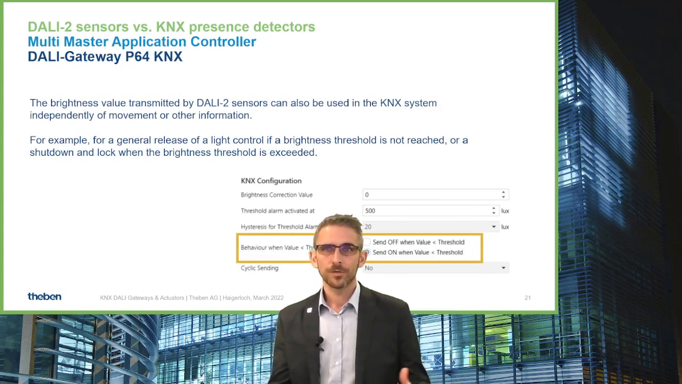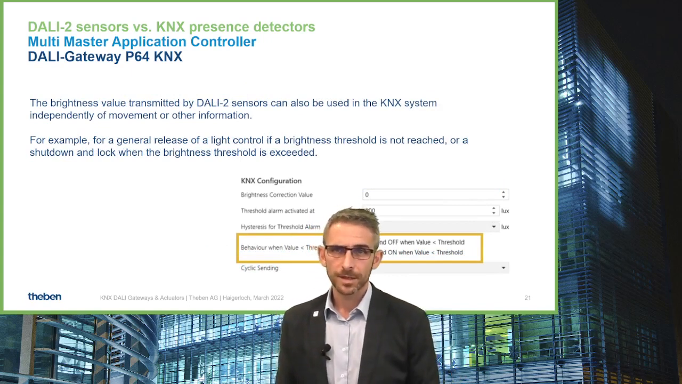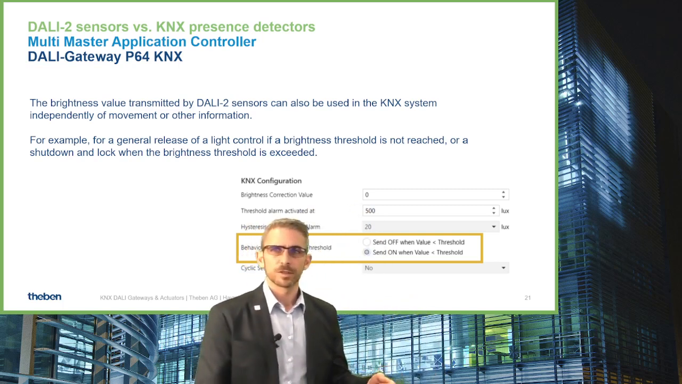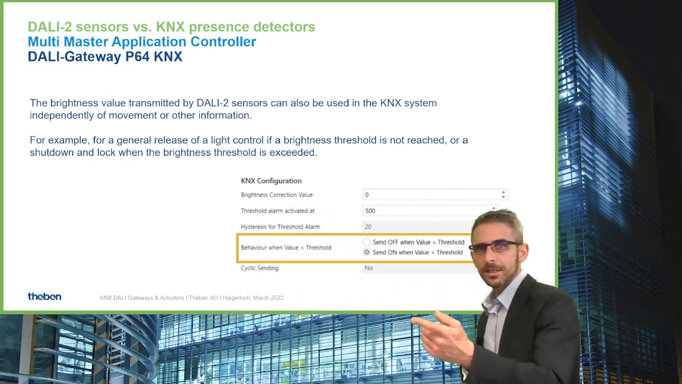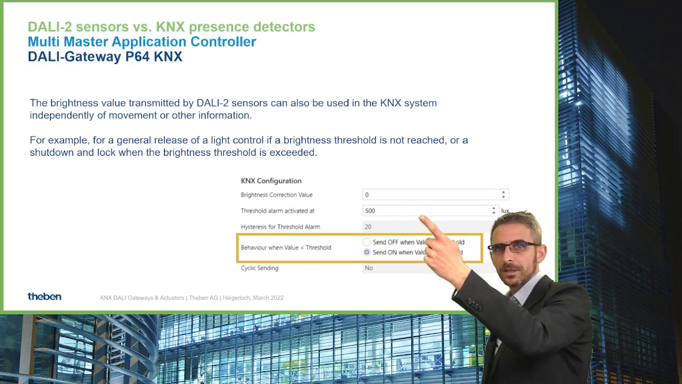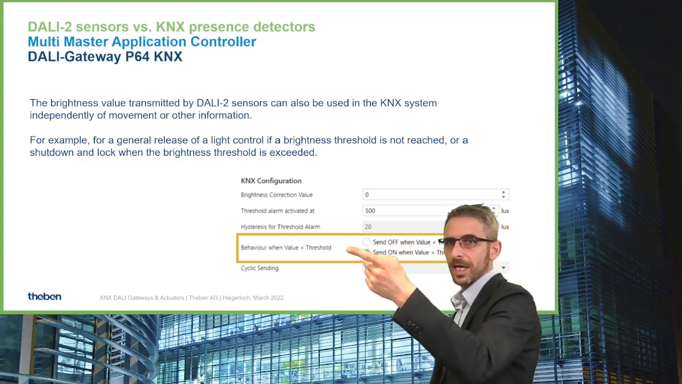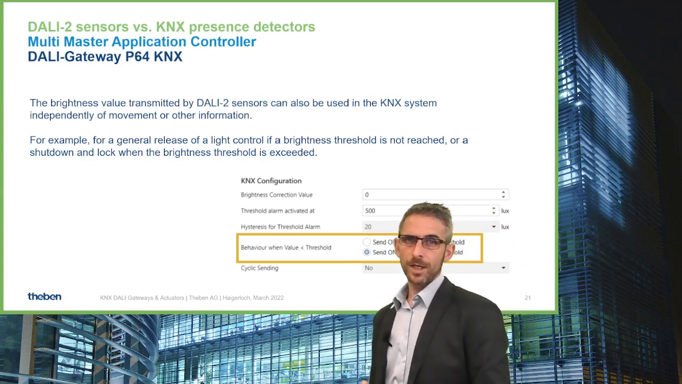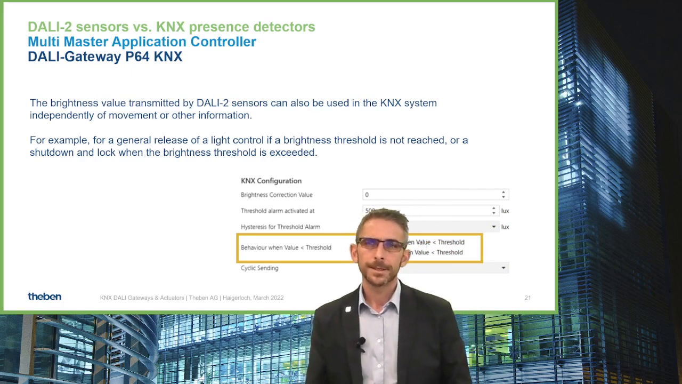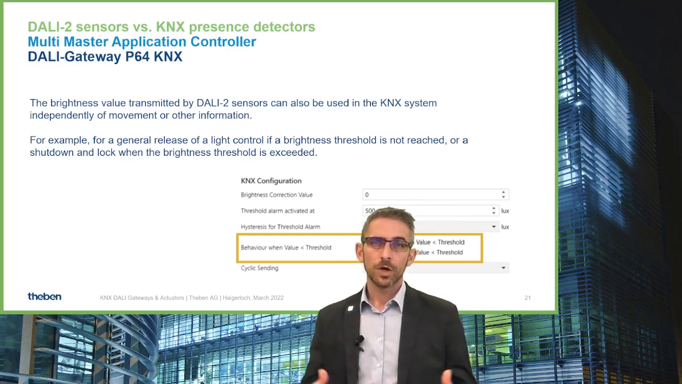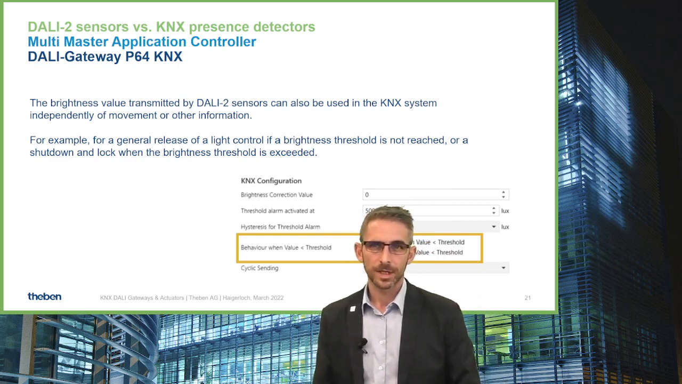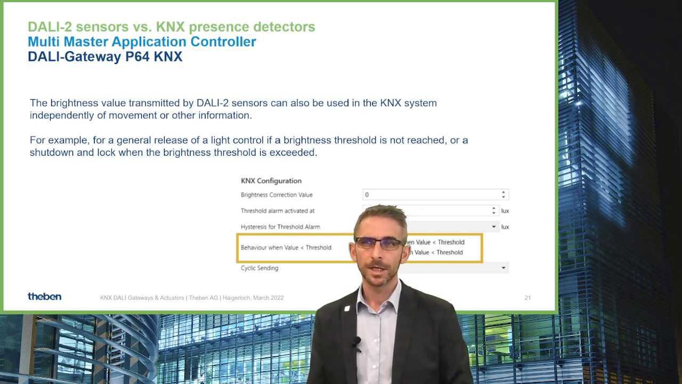But also, if we have only the information from the brightness, we also have the possibility to activate a threshold. So if we activate the threshold, in this case, for example, 500 lux, then we can do a settings behavior when the value is below the threshold to send an on telegram or to send an off telegram. For example, we can use the brightness information from the DALI sensor to lock a manual switch on of the lights if the brightness is bigger than 500 lux, for example. Or we can switch off automatically if the brightness is 1000 lux and all this stuff.